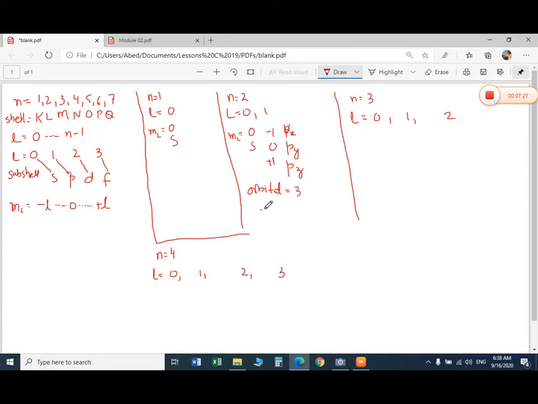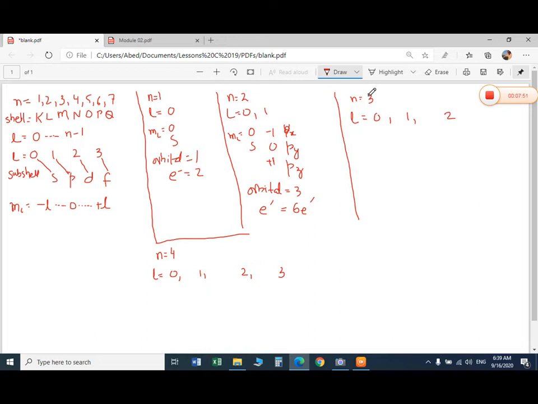And electrons will be double of it, 6 electrons. Okay, and here also we'll complete the orbital: n is equal to 1 and electrons will be equal to 2. And now you come here.